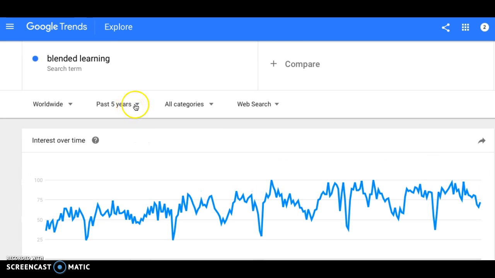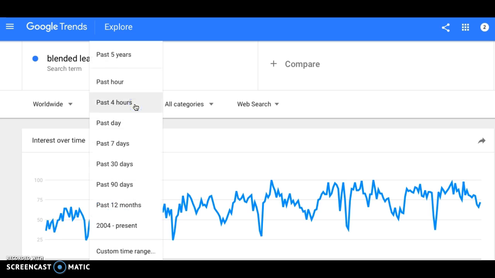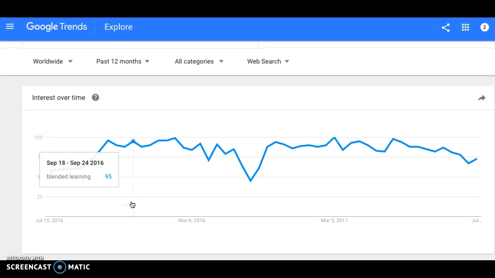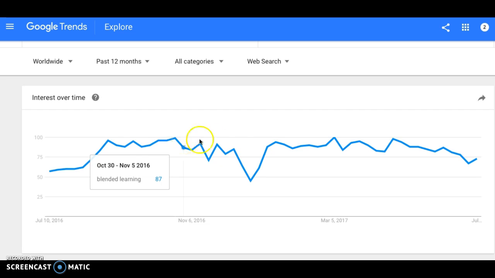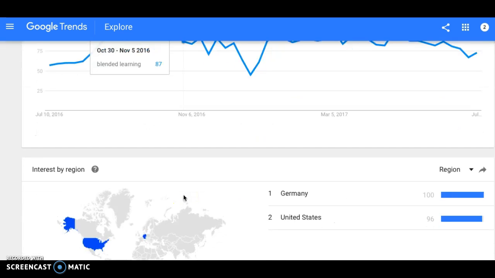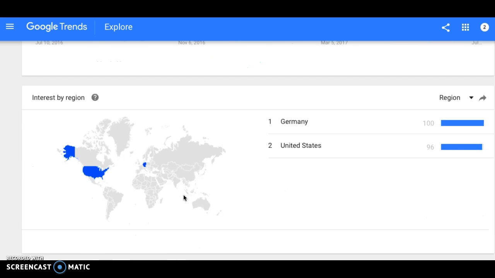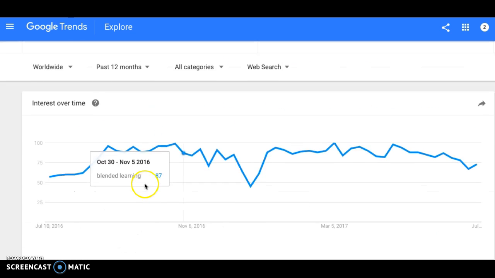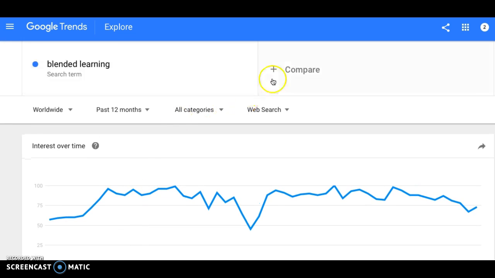All right, let's change it though. Let's look at just the past 12 months. And now we can see where people's interest lies in blended learning. Again, when we drop down, it tends to be at holiday time and so on, but we can watch that trend line move. And now when we look at it in this past 12 months, we see again the top interest is in the United States and in Germany. All right, very interesting. Notice we can also add a comparison note, which is wonderful.